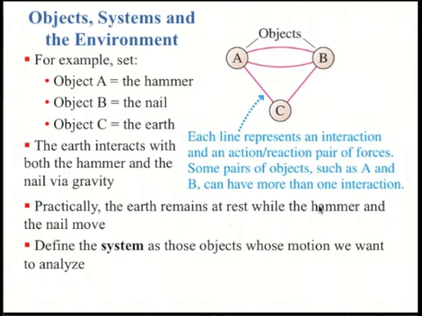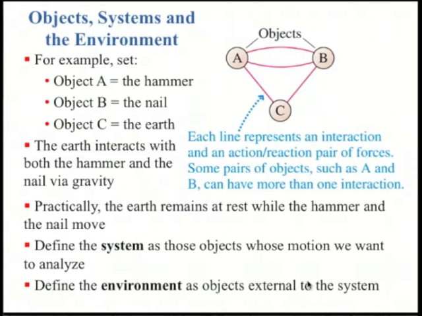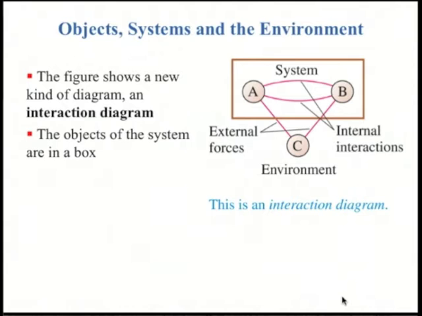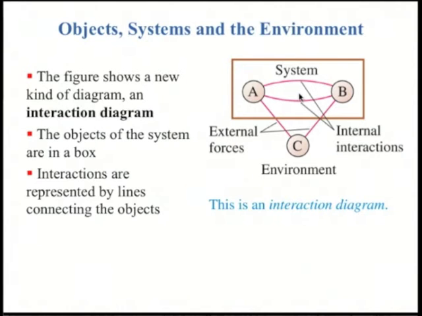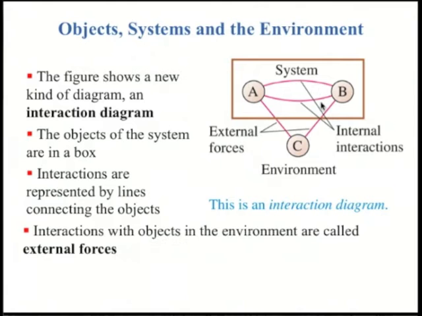We're interested in analyzing the hammer and the nail, so we define the system as those objects whose motion we want to analyze. And the environment is objects external to the system. So we can draw a little box around this in an interaction diagram. The hammer and the nail are our system, and the earth is the environment. So interactions with the environment, like the fact that both the hammer and the nail are pulled down, are called external forces.